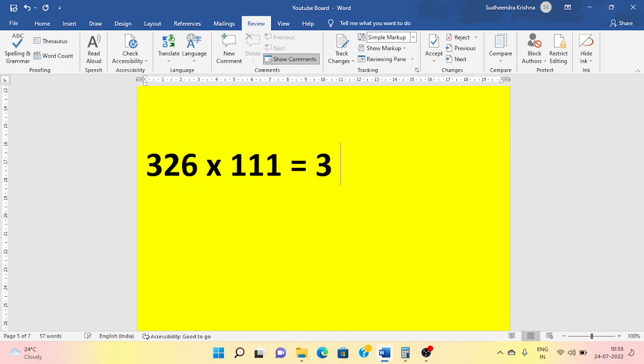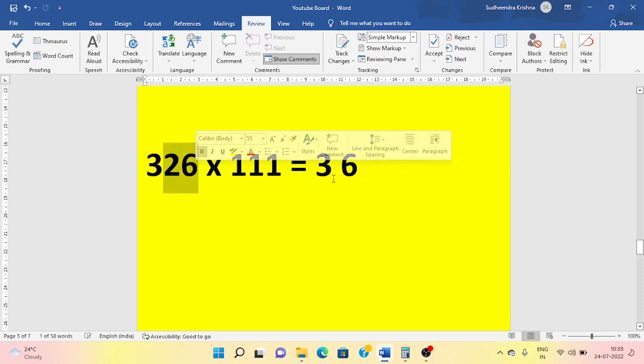So 3 space 6. Now I got the left portion and the right portion of the answer. Now to get the middle portion of the answer, first you add these two digits 2 and 6. 2 plus 6 is 8. So put 8 here.